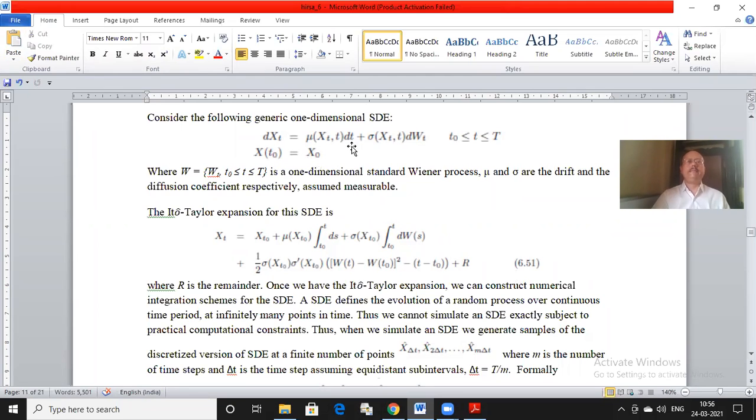Now, for this particular SDE, the Ito-Taylor expansion, or the Ito expansion, if I were talking about the integral in approximate sense, would be X_t equal to X_t0 plus mu integral ds, plus sigma at X_t0 integral dW, plus half times sigma prime, the difference in Wiener process squared minus t naught, which is the expectation of this, plus R. So this is like our first order Taylor series expansion for the SDE, which is also called the Ito-Taylor expansion.